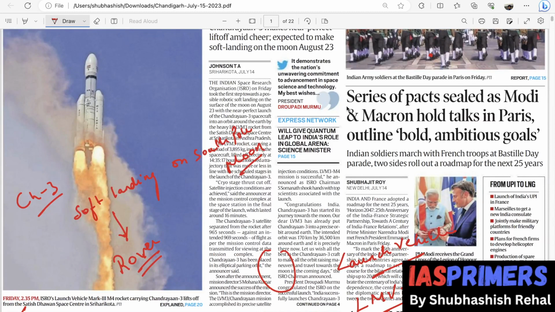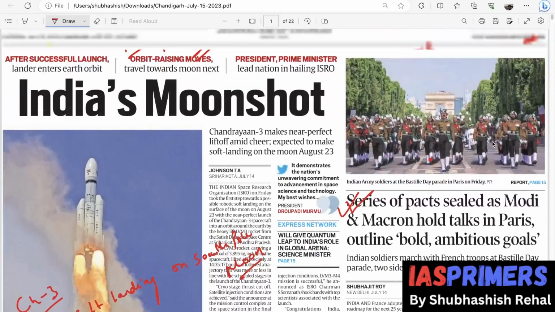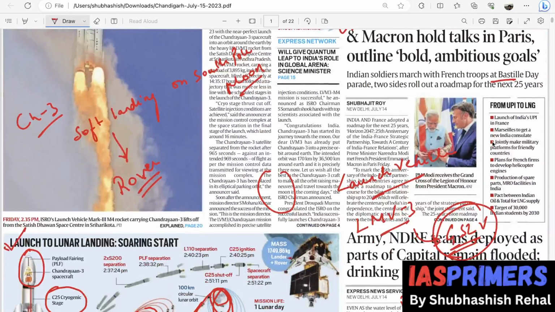Now coming to France, Prime Minister Modi's visit to France. So Bastille Day parade took place. Now we know we have already talked about Rafale M and the Scorpion submarines. Besides this, launch of India's UPI in France. Marseille is one of the cities to get an Indian consulate.